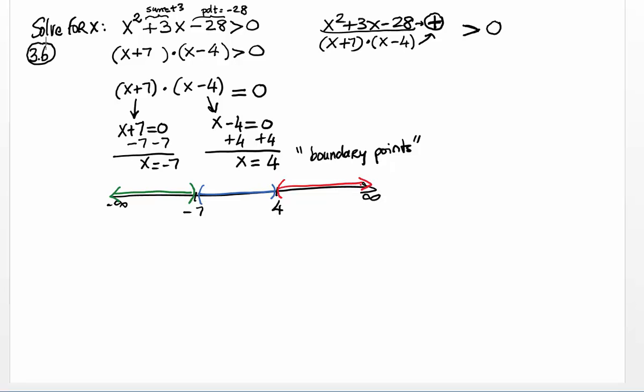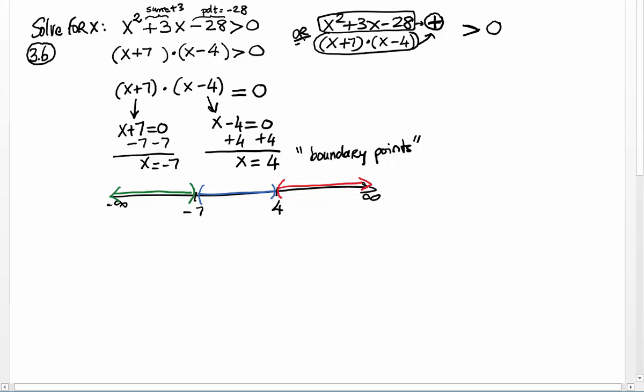So let's go ahead and take a look at what we have. We're going to organize the tests that we're going to use on each one of those test intervals in a nice table. And keep in mind, what are we trying to do? We're trying to find the x values, which intervals will satisfy the fact that the quantity x squared plus 3x minus 28, or also called x plus 7 times x minus 4, we're going to ask that this quantity be positive. So we need to go ahead and organize our table.